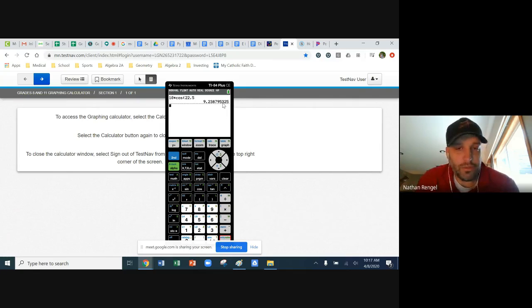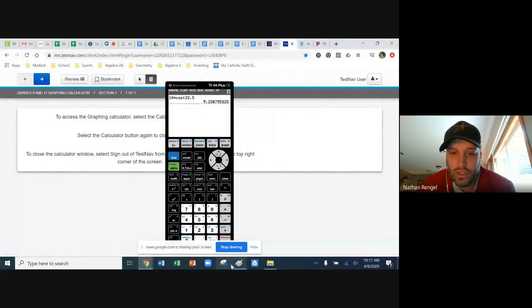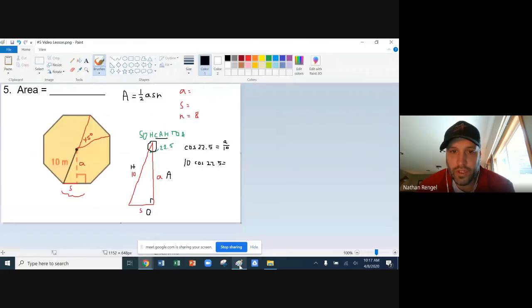I've been getting some questions about this. Just round these trig answers to the nearest tenth, and then when you put them into your calculation, your final answer may be a little bit different than the answers we gave you. That's because there is some rounding that's happening, so don't worry about that. But we ended up getting 9.2 for our apothem. So I'm going to go up to my apothem, and we're going to record that as 9.2.